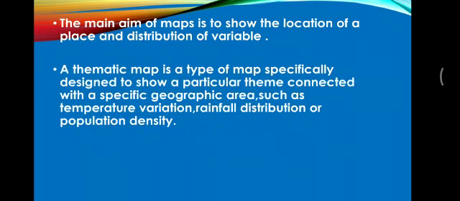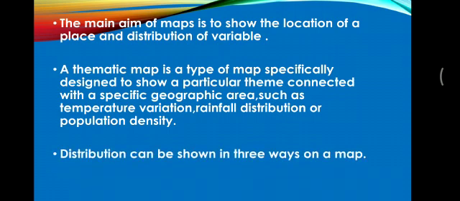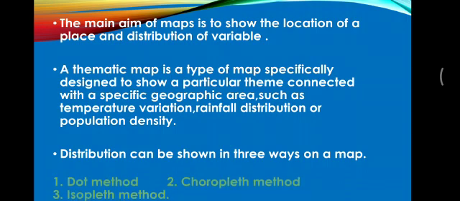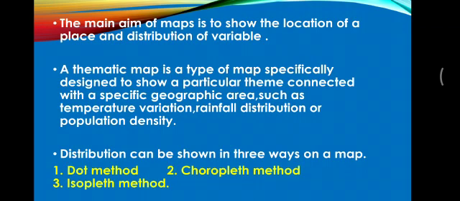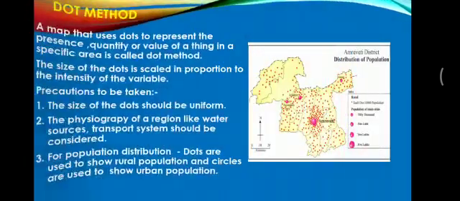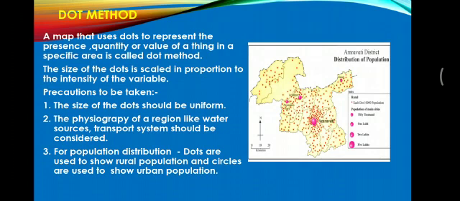A thematic map is a type of map specifically designed to show a particular theme connected with a specific geographic area, such as temperature variation, rainfall distribution, or population density. Distribution can be shown in three ways on a map. They are dot method, choropleth method, and isopleth method. Let us study each in detail.